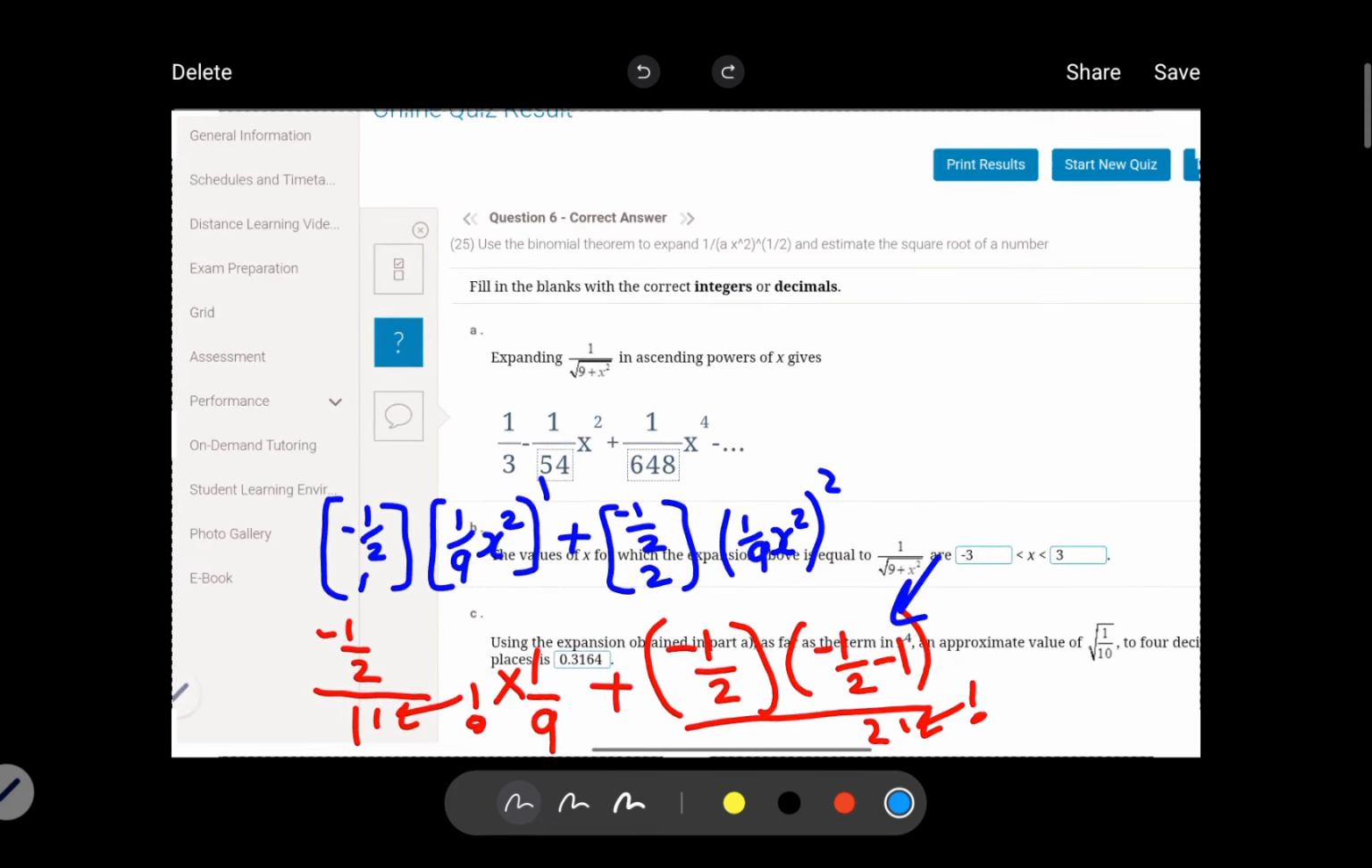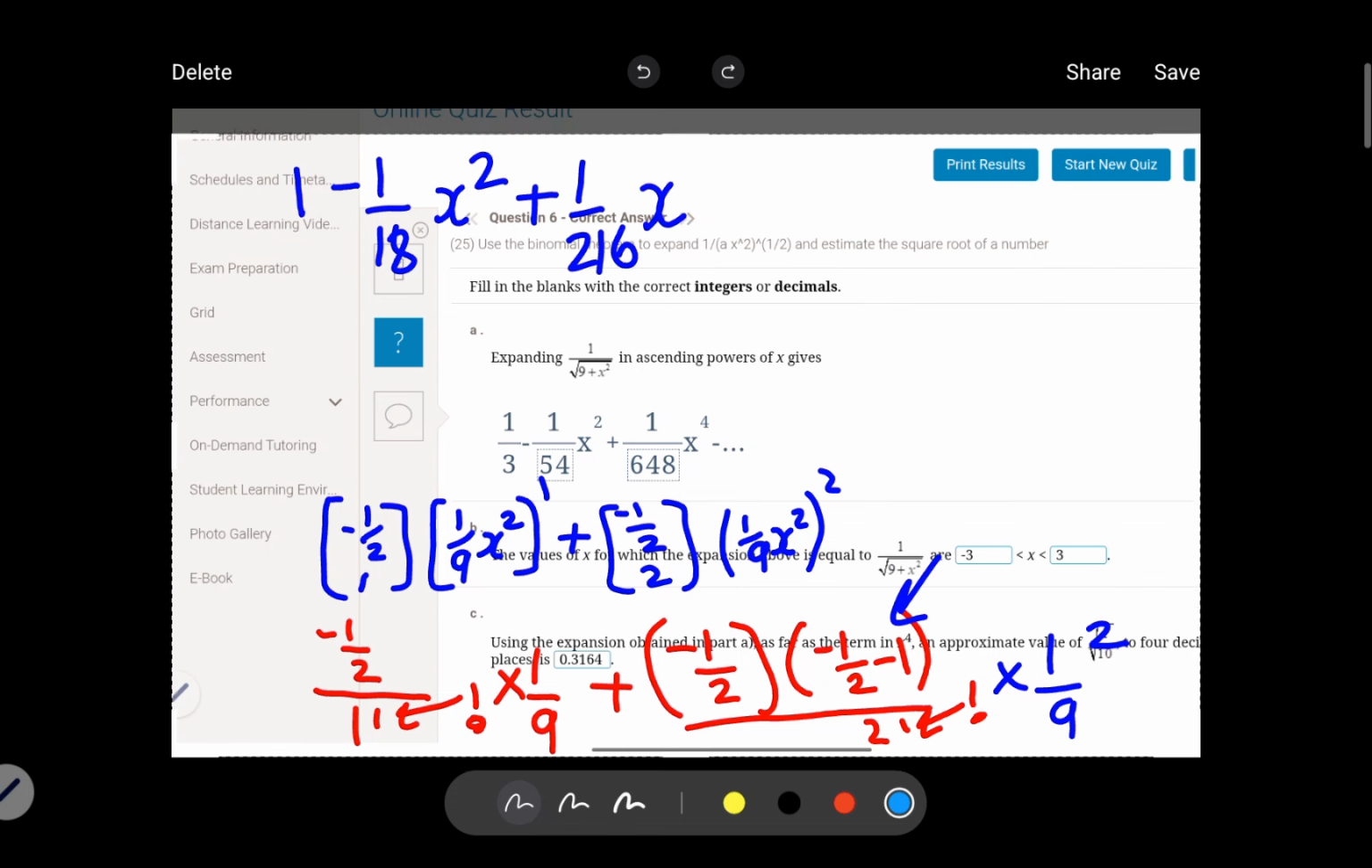Now when we put this on the calculator, also don't forget times 1 over 9 to the power of 2. Okay, when you put it on the calculator, and we already said the other one was 1, so you'll get 1 minus 1 over 18 x squared plus 1 over 216 x to the power of 4.